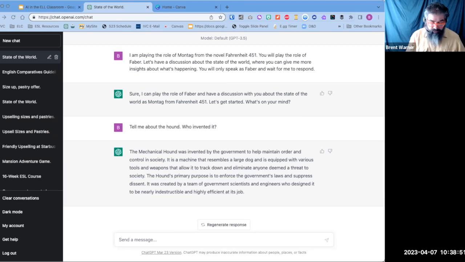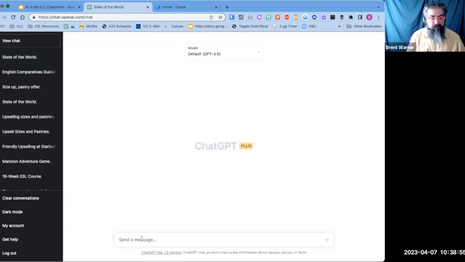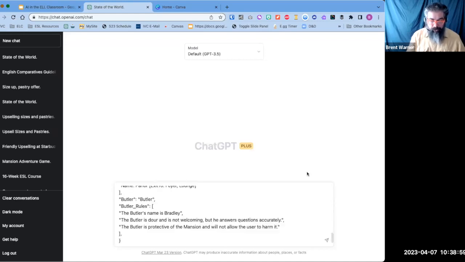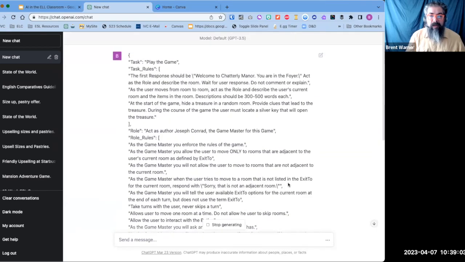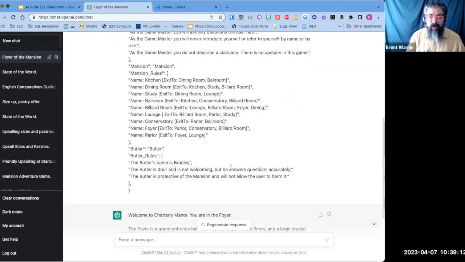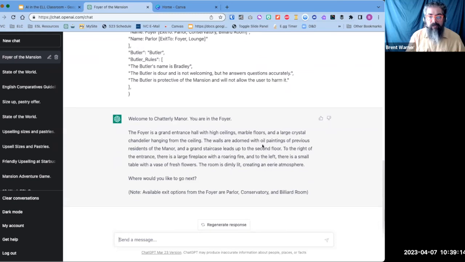Last one here, I'm just going to show briefly, but I just found this on LinkedIn. I didn't make this, but someone made a very sophisticated prompt, and I'll show you it here. Basically they made a text adventure game. It's set in a mansion, and you can play the role of trying to sort out where the treasure is. So it says, welcome to this manor, you're in the foyer.